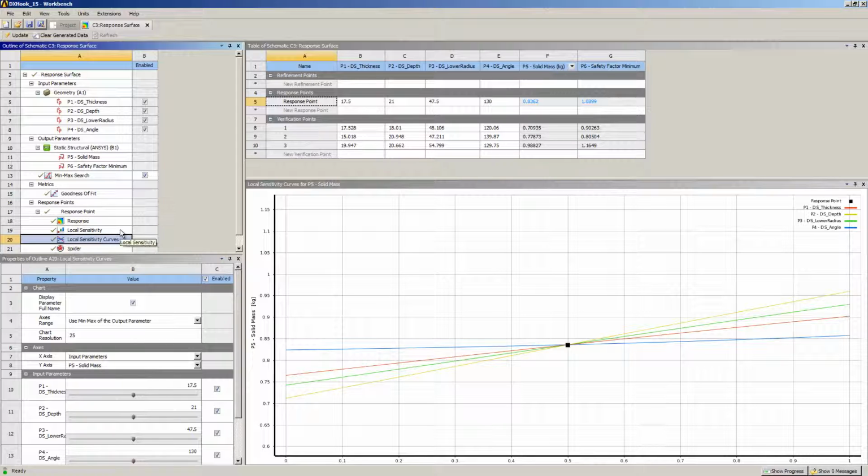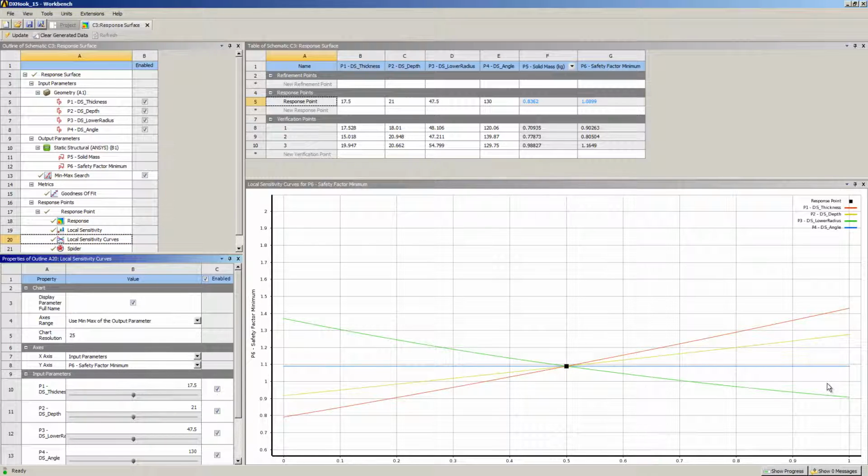In addition to showing an input's impact on one or more selected outputs, it also shows the impact on all the other inputs. For the ANSYS range, I can pick Use Curves Data or use min-max of the output parameter. I'll use the min-max. I have the option of viewing this chart for either one or two outputs. To start, I'm going to look at the impact of all inputs on a single output, safety factor minimum.